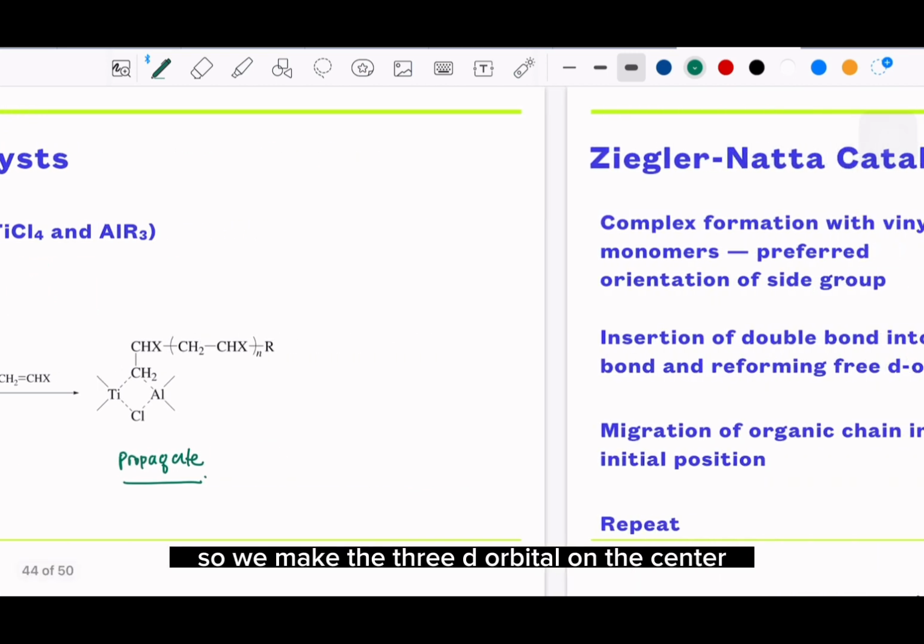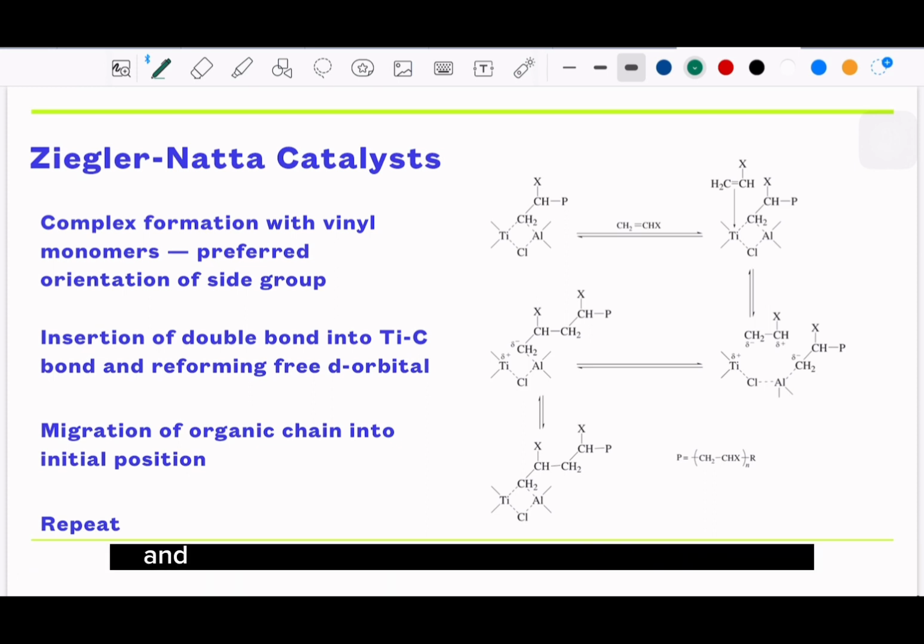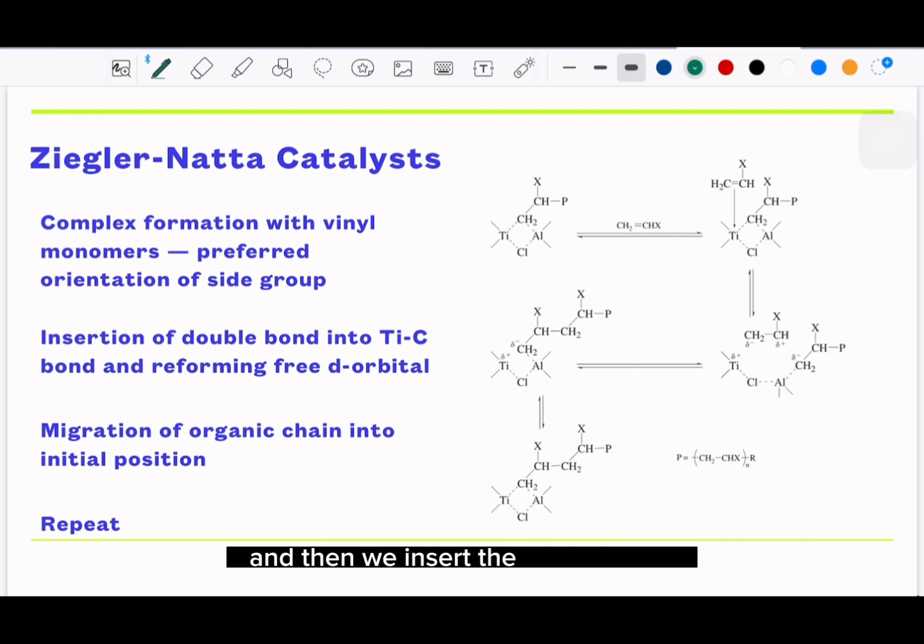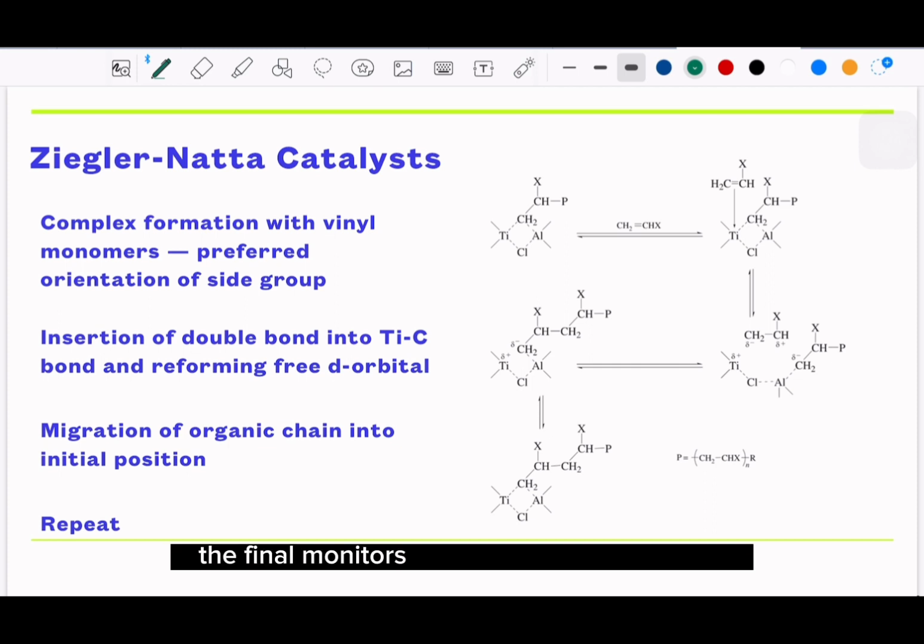So we make the 3D orbital on the center, and then we get the complex formation. And from here, we get the idea of how to make the orientation, which side will be preferred. Okay? We can adjust tacticity, and then we insert the double bond into the titanium-carbon bond, and then we form the orbital here. And then because of the differences in electronegativity, we can affect the reactions. And then it will migrate the organic chain into the initial position. So we activate the d orbital, and then the double bond of the final monomers gets inside the titanium. So insertion of the double bond into titanium here, insertion.